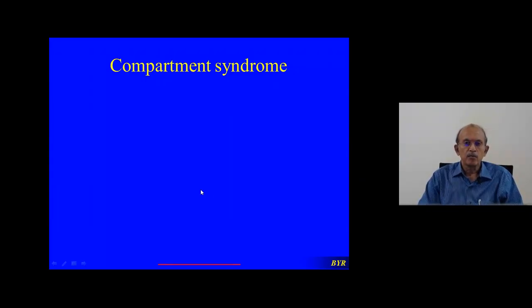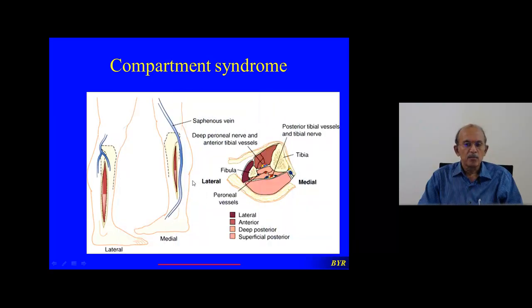Compartment syndrome. We learned about abdominal compartment syndrome. Similarly, peripheral compartment syndrome. So this is the leg, where there are two bones, tibia and fibula, separate. They are connected by the interosseous membrane, a tough membrane. And there is a deep fascia of the leg which encloses all the muscles. This is the anterior compartment, here is the lateral compartment, and this is the posterior compartment.